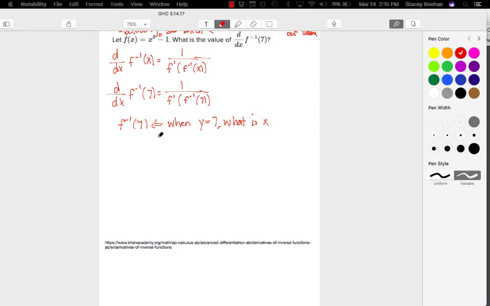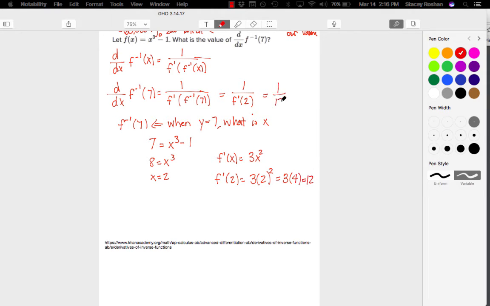So let's figure that out. When y is 7, what is x? X cubed minus 1, 8 equals x cubed, x equals 2. Beautiful. So I have 1 over f prime of 2. So what is f prime of 2? Well, f prime of x is just 3x squared minus 0. So f prime of 2 is going to be 3 times 2 squared, which is 3 times 4, which is 12. So my answer is 1/12.